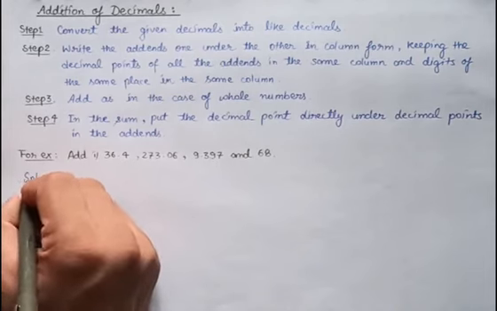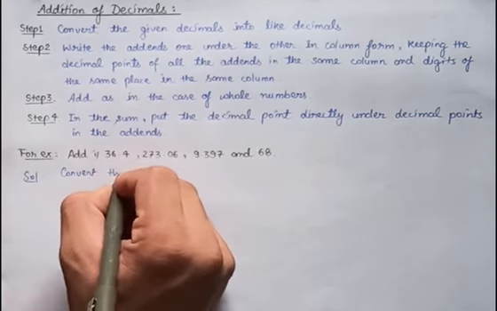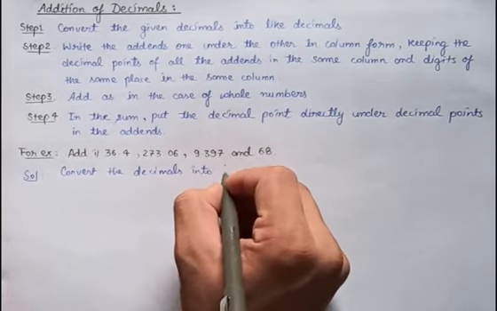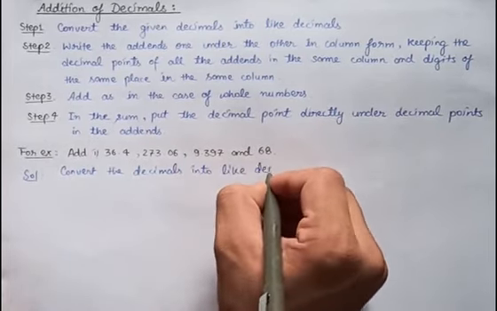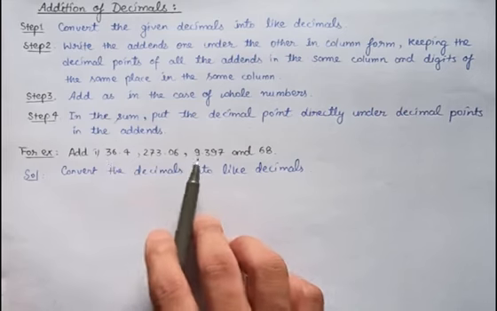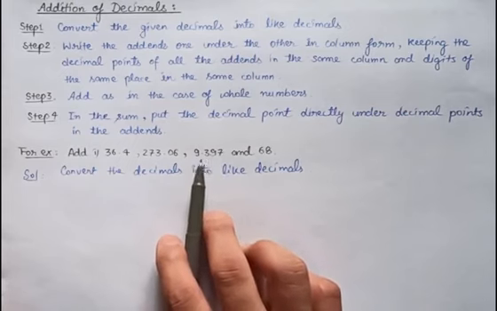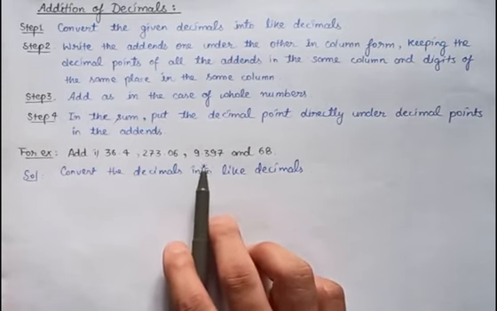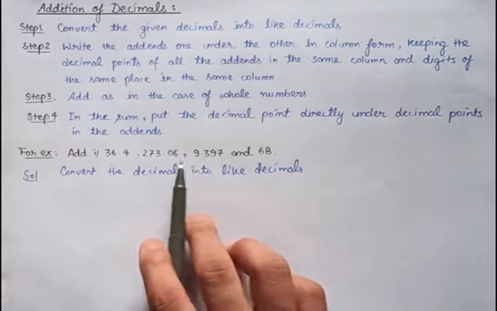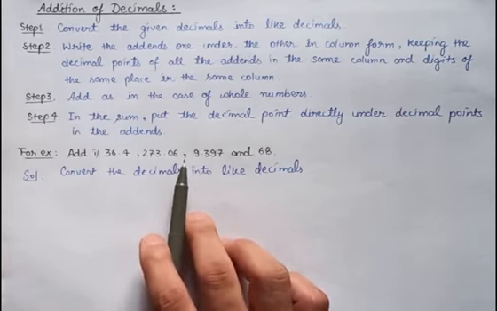So first we have to convert the decimals into like decimals. Okay, so from these decimals you can see 9.397 has the largest number of decimal places because its decimal part 397 has the largest number of digits, that is 3 digits. So we have to convert all these decimals such that they contain the same number of decimal places.